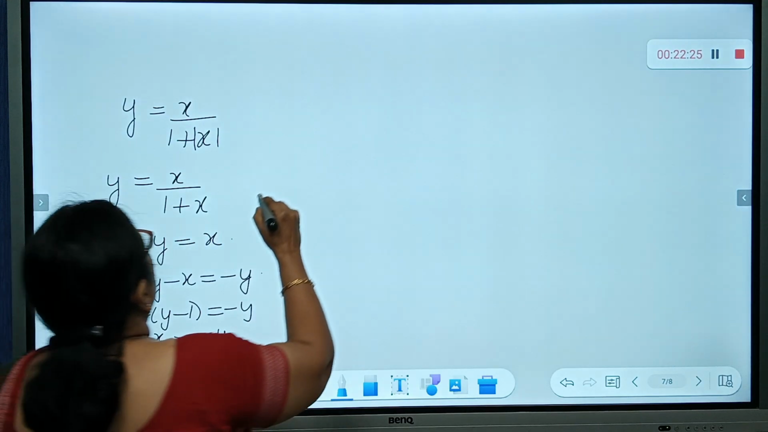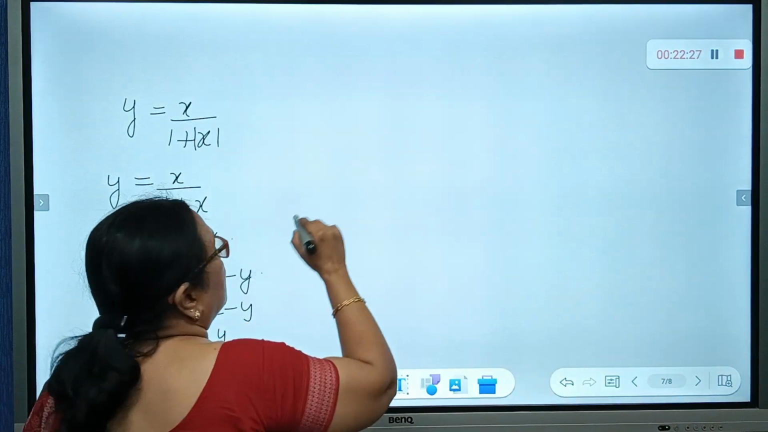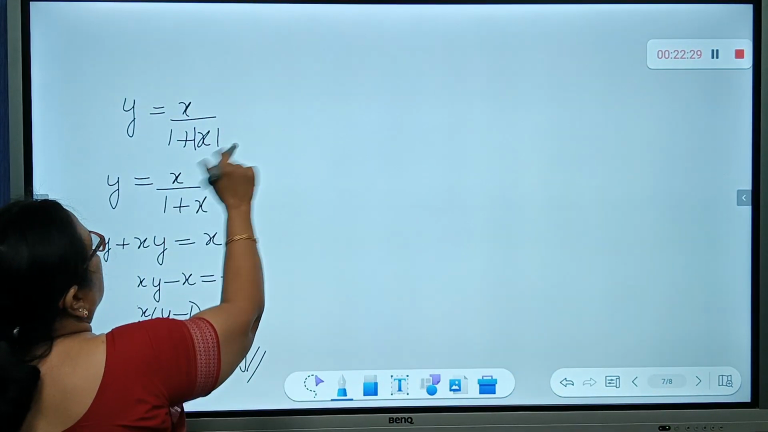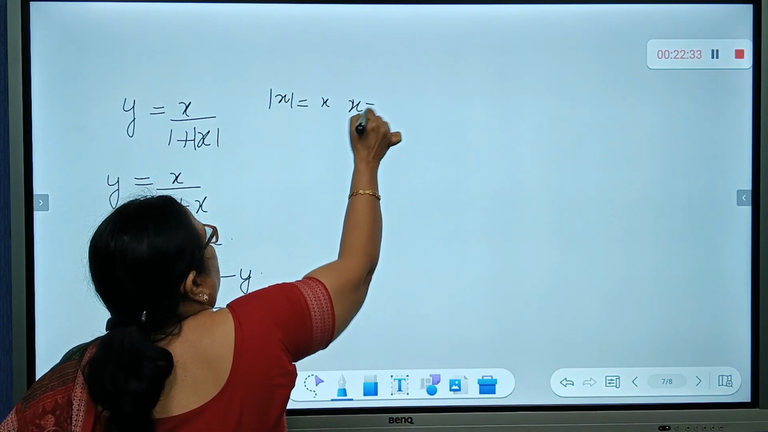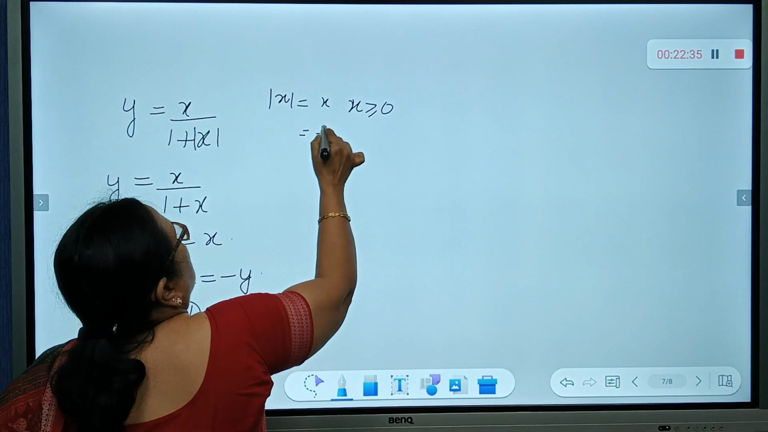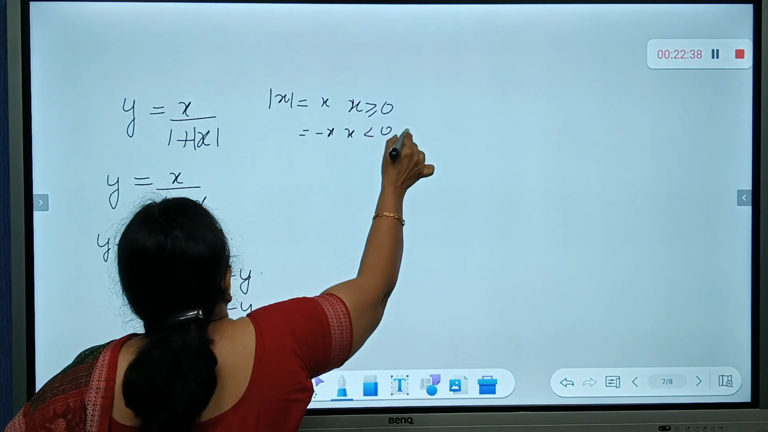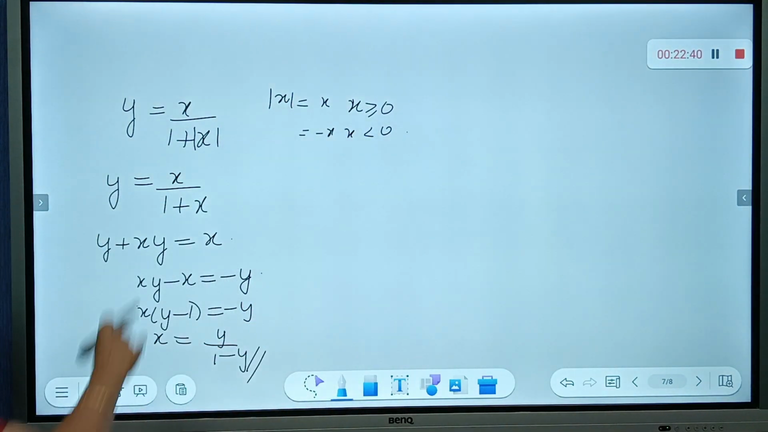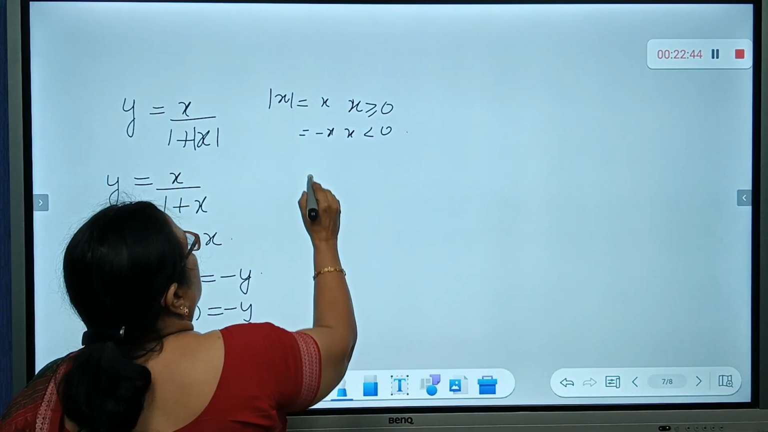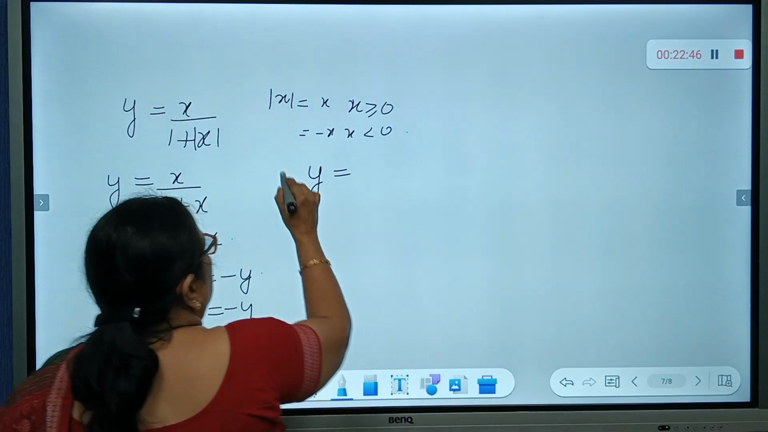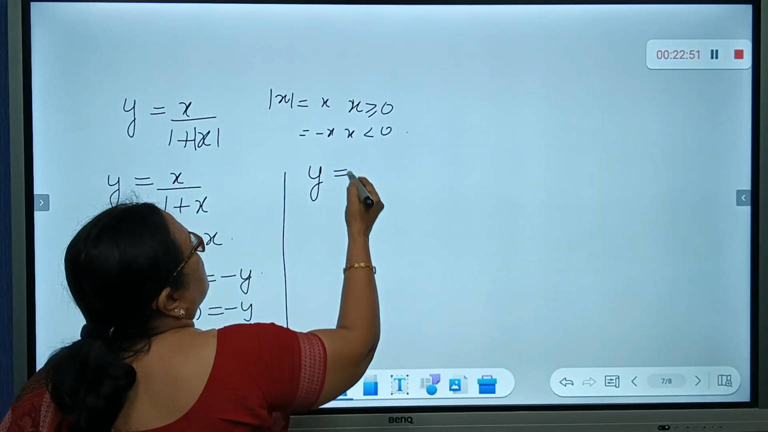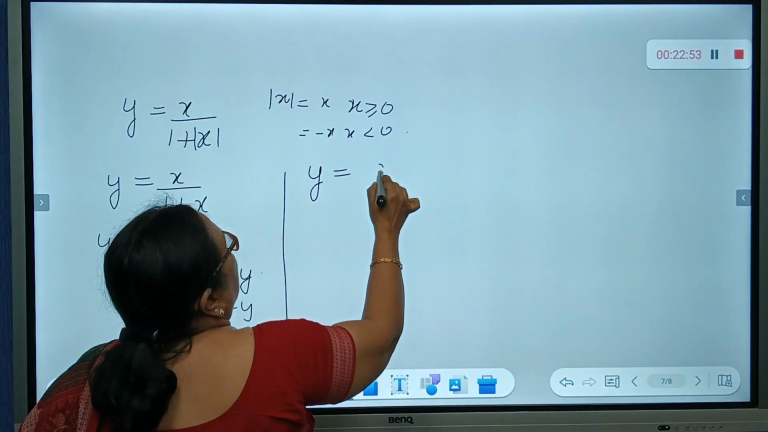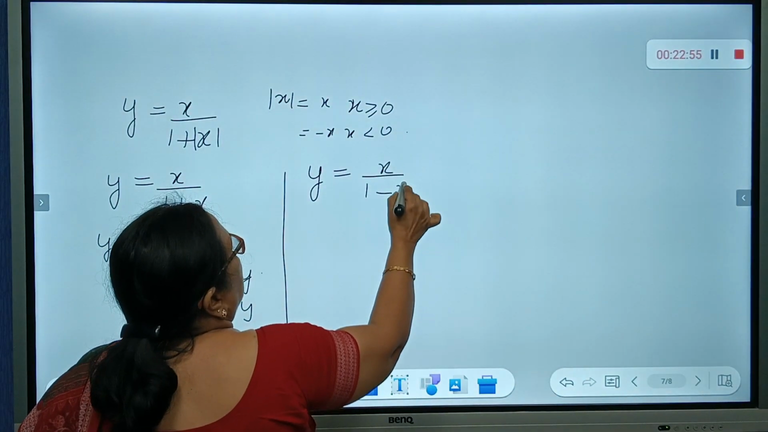Now, as you know, mod x is x when x is greater than or equal to 0, and minus x when x is less than 0. So I have chosen mod x as x, that is when x is positive. Now, when x is negative, y will be x by 1 minus x.